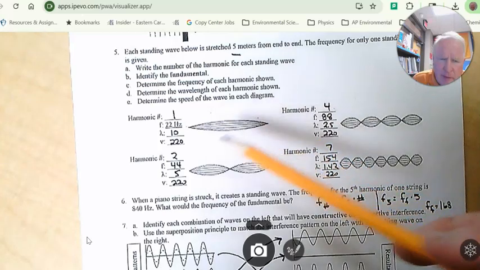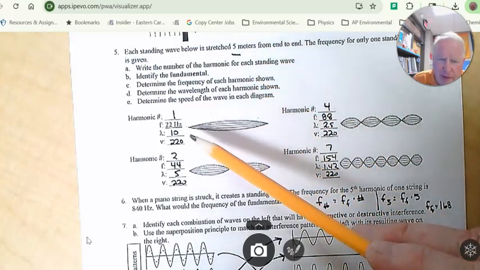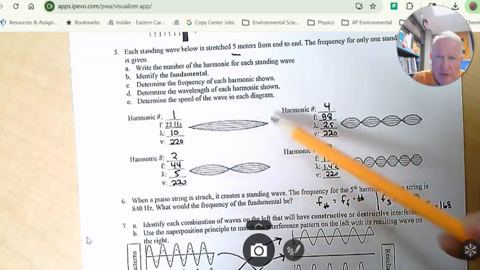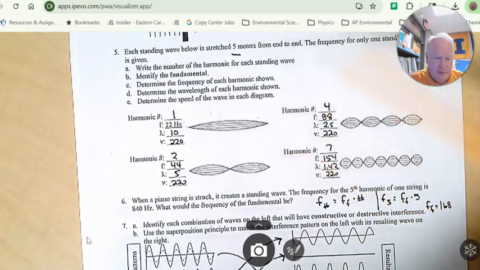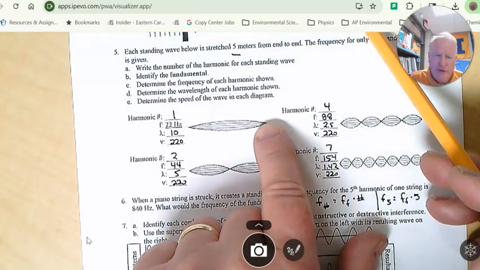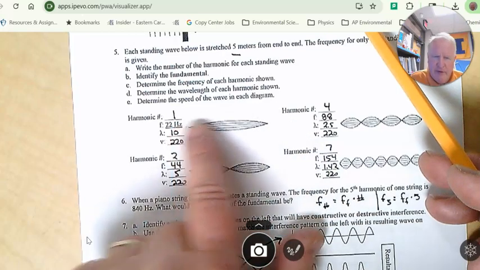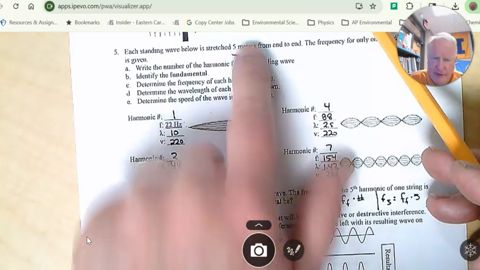And normally what we'll do is they'll tell us how long the string is. So the string from here to here. So picture the thing that I had up in the front of the classroom. We had a string, and this side was being driven by the wave generator, and this side was tied off. And so the total string length they're telling us is 5 meters.